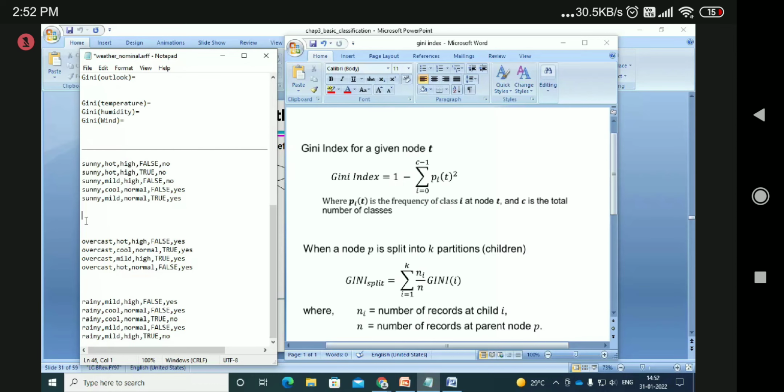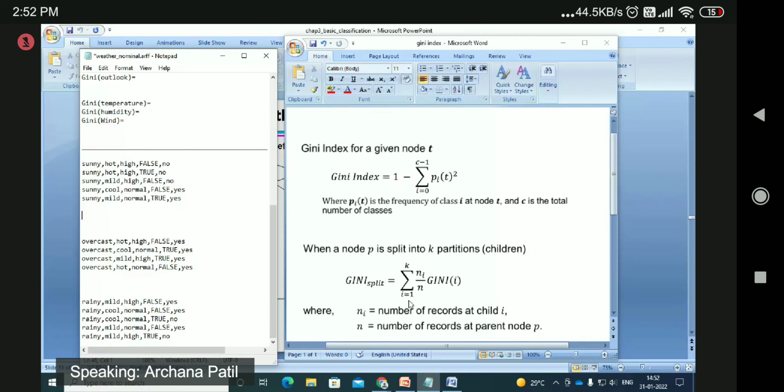So it is 1 minus the probability squared for each class. If I take the leftmost branch, 3 instances are saying no and 2 instances are saying yes. So what will be the Gini of the leftmost branch? 1 minus (3 by 5) square minus (2 by 5) square. And that you simply have to put over here. Are you understanding?